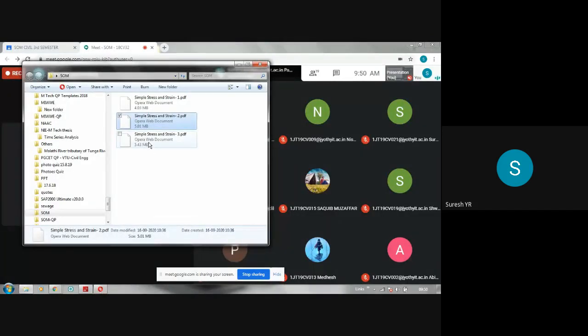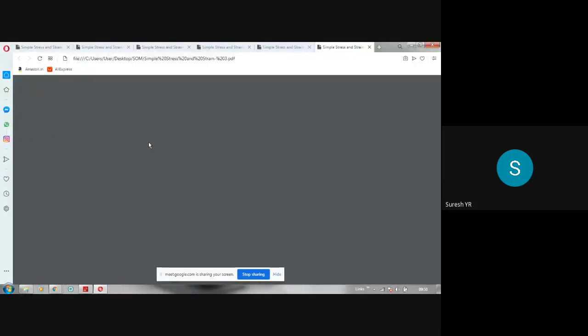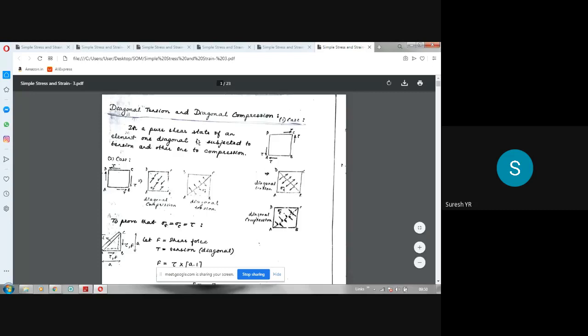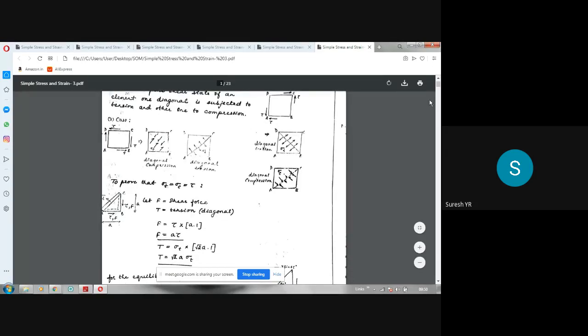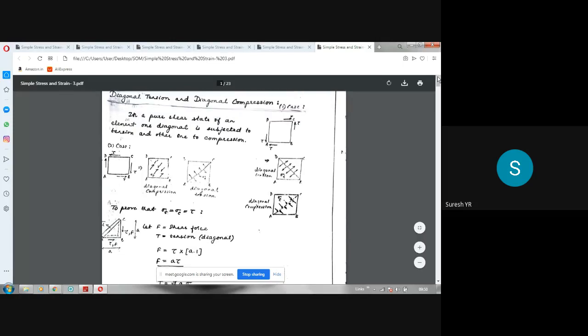So I sent the PDF of this third notes yesterday. We have to understand this clearly, because this is a very important concept for understanding the next module also, compound stresses. So to understand that module, you have to understand this clearly. What do you mean by diagonal tension and diagonal compression?